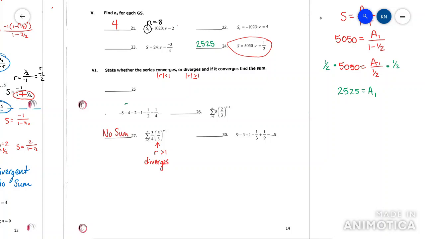But all the others, you have a rate that's less than 1. So basically, look at number 30, for example. Go get your rate, which here is -1/3, and you know A1, and then just go plug it in. So S equals A1 over 1 minus your rate. And then just punch that in the calculator. You'll get 27/4, or 6.75.